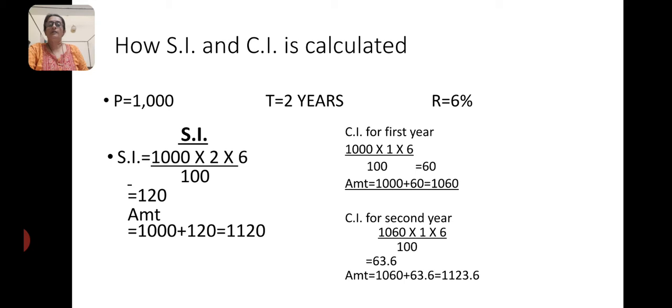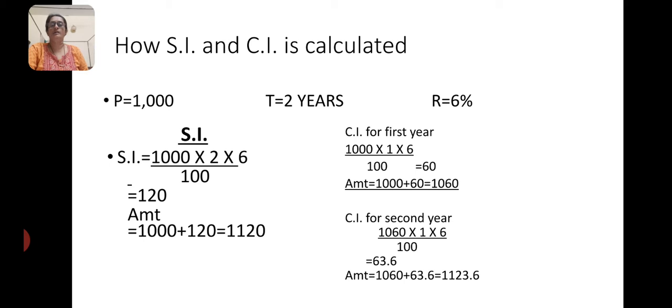So how do you calculate simple interest? The formula is P into T into R. P is 1000 rupees, term is 2, into rate is 6 divided by 100. So simple interest will be 120 rupees. Amount is principal plus simple interest, so that is 1120. So when you calculate simple interest, you have to pay 1120 rupees as amount.